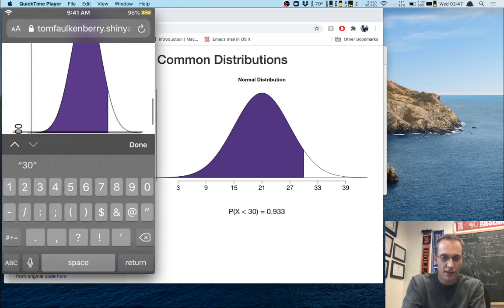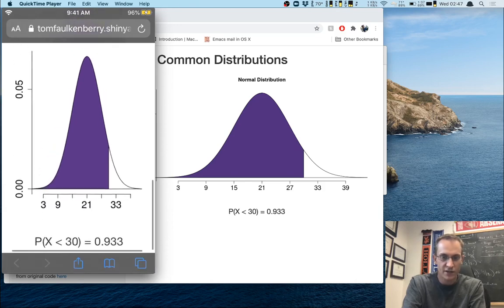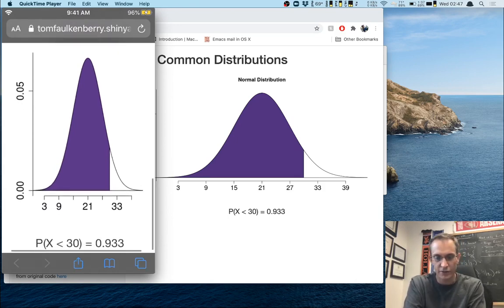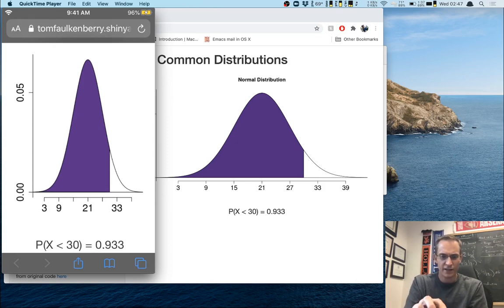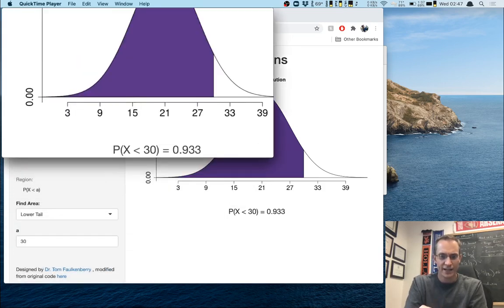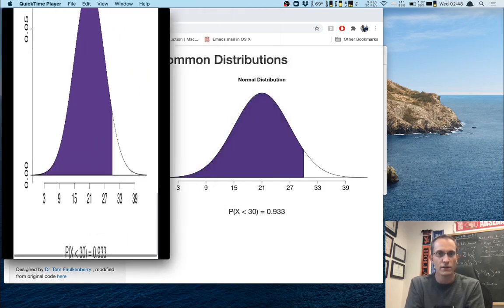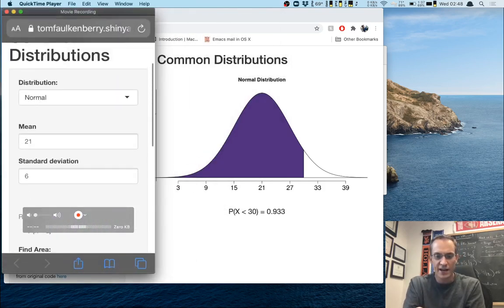And then if I just say done to clear up my screen, I go look at my curve and notice I get exactly the same, 0.93. So the user interface I need to tweak just a little bit for phones, but I think if you do it sideways, you might get a little bit better. You can shrink it, you can blow it up, you can do all kinds of things with it. So anyway, it works kind of nicely on your phone.